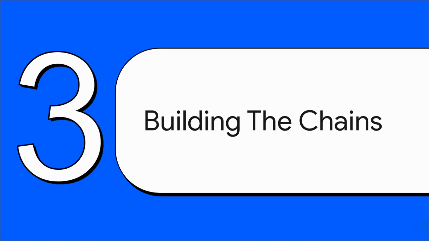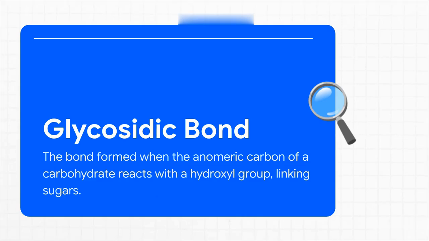All right, so we've got our individual building blocks, right? The monosaccharides. Now, how do we start clicking them together? It's time to talk about the molecular glue that builds everything from simple disaccharides to massive polysaccharides. And that glue has a name, the glycosidic bond. It's a really strong covalent bond that forms between 2 sugar molecules.